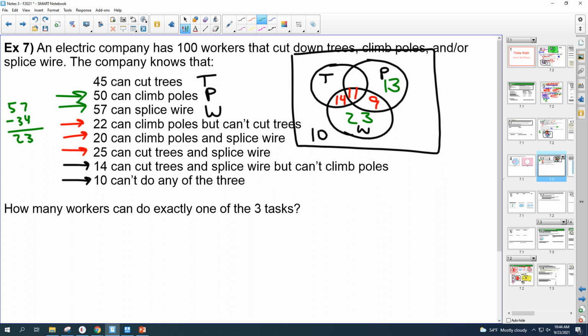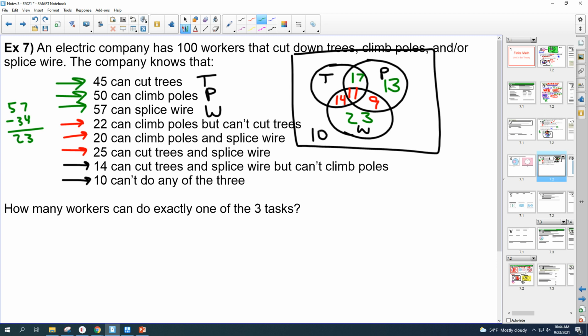50 can climb poles. So the whole circle right there is going to be 50. I'm looking at 20, 33. I'm looking at 33 on the board. Must be 17 more. 17 inside this region.